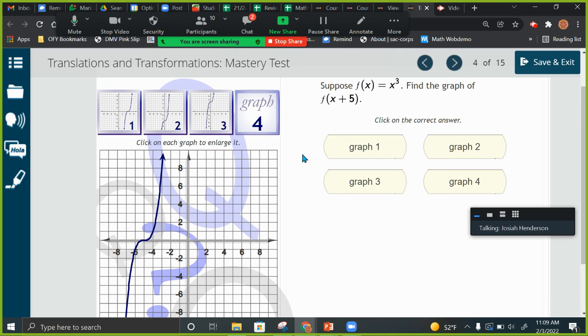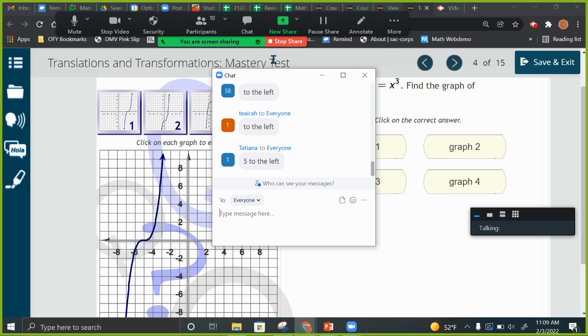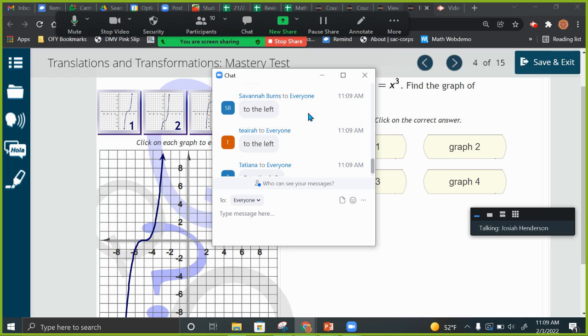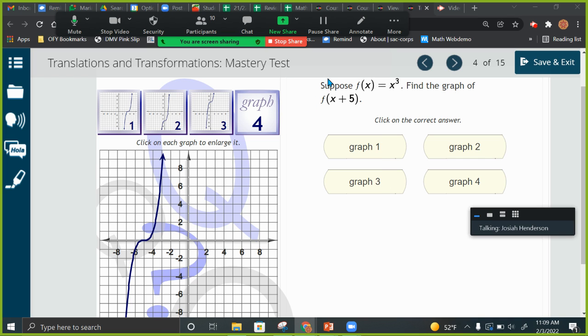Any takers? You can type it in the chat. Horizontal inside the parentheses, always, always, always opposite of what it looks like. Beautiful. Tatiana, Savannah, Tira, thank you 3 for answering. 5 to the left. Woohoo! Because it's opposite of what it looks like.